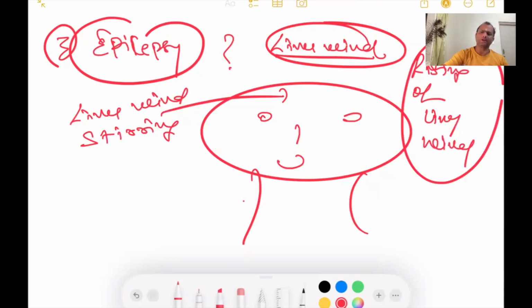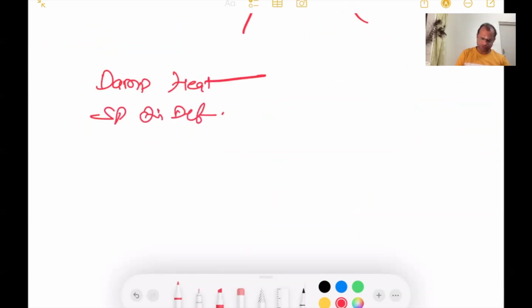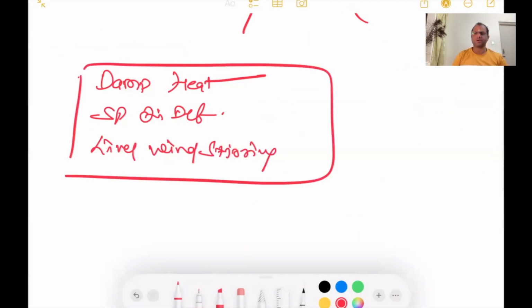तभी तो इपिलेप्टिक अटैक आएगा. बिना लिवर विंड के इपिलेप्सी कहां से होगी? लिवर विंड का होना जरूरी है. Right. So when damp heat is there, spleen chi deficiency is there, and liver wind stirring is there, then what will happen? अब क्या होगा?